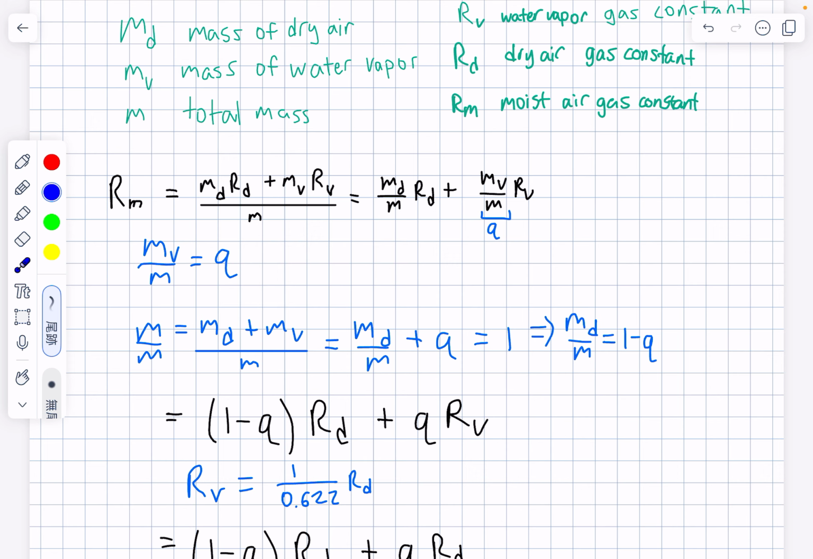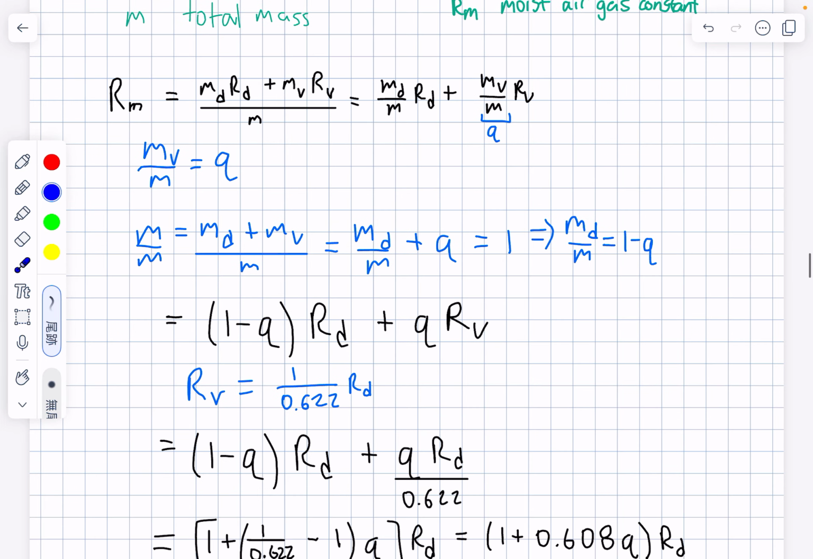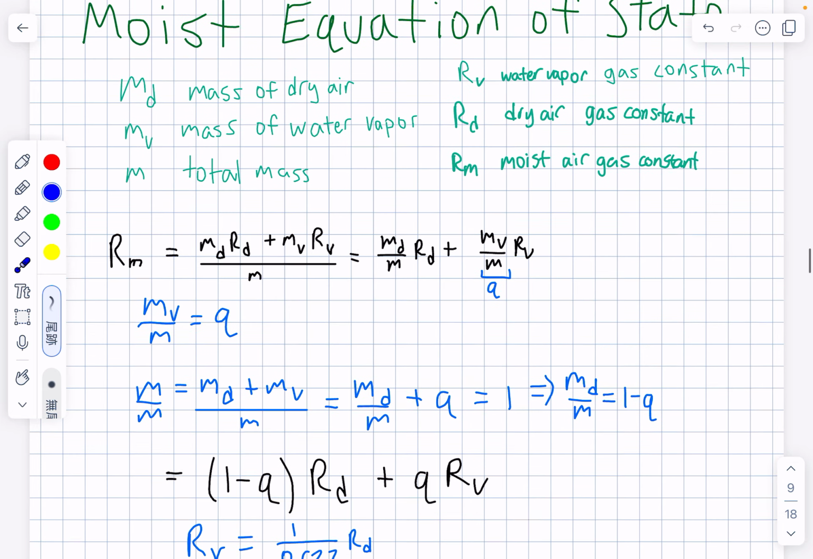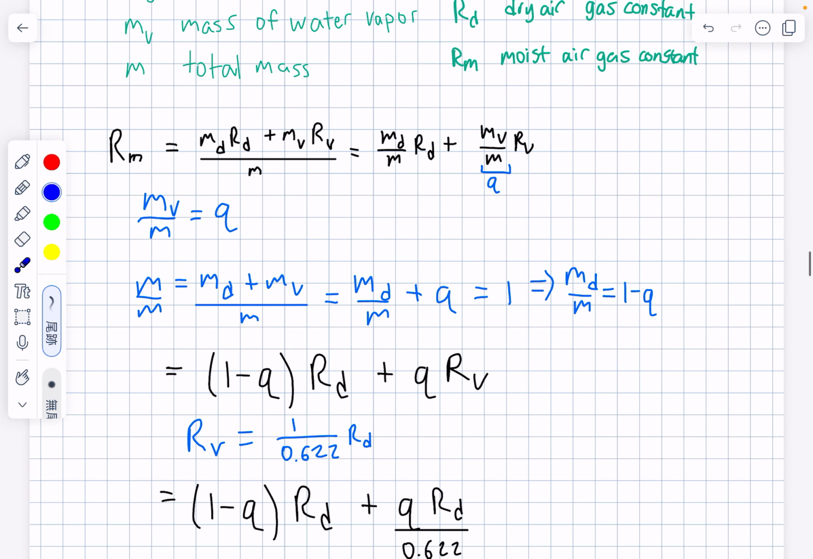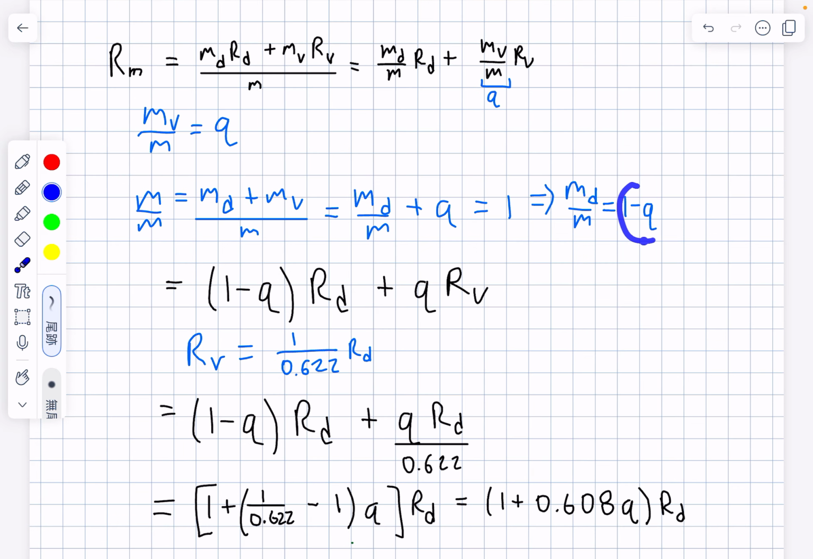Now this might change if we have liquid water, like a raindrop, inside of air. That's going to change this equation again. But for now, we're just considering the gas. Liquid, of course, is not a gas, so it's a more simple situation in this case, but definitely more complicated than the equation of state we learned previously. So now, using the fact that md over m is equal to 1 minus q, we can plug that into this term, giving us this equation.